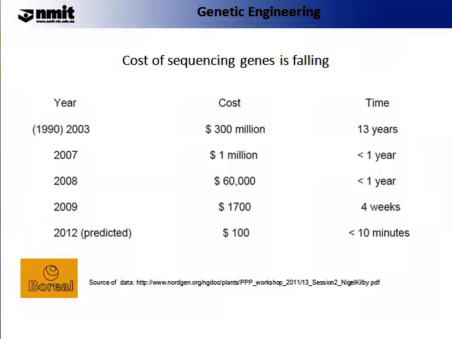The other very important criterion for allowing this technology to become commercially available and develop is its falling cost. For example, between 1990 and 2003, it cost about $13 million to sequence genes. That has fallen to the 2012 cost of only $100 to sequence a whole genome, and it takes less than 10 minutes, which is an impressive achievement by technology and scientists.